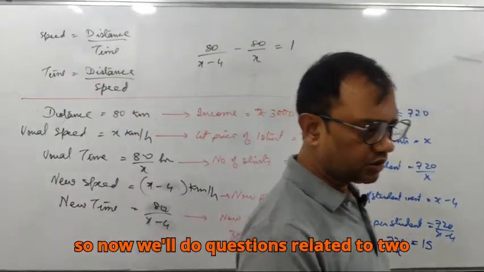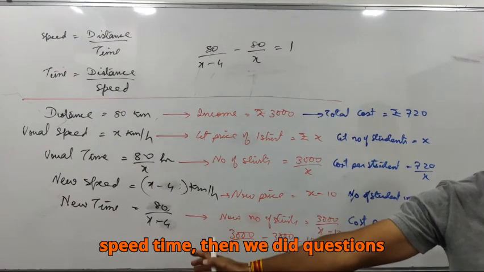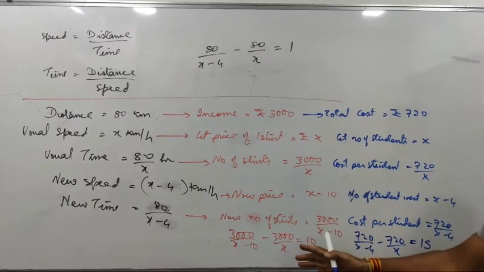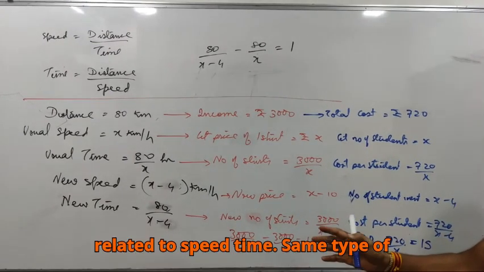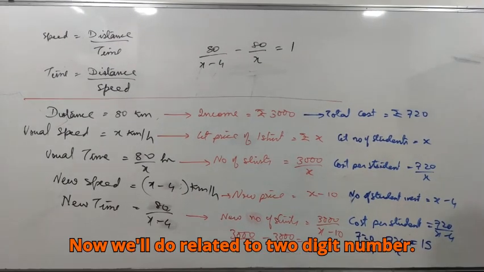So now we'll do questions related to 2-digit numbers. First we did speed time, then we did questions related to speed time, the same type of question, the same frame of the equation. Now we'll do questions related to 2-digit numbers.